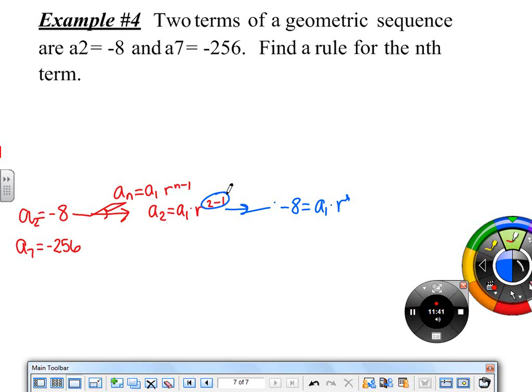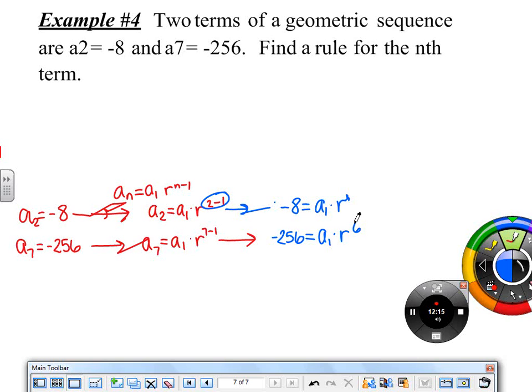here. Okay? So then I can do the same thing for my 7th term, because the bummer is that equation is not solvable. It has an A and an R in it. So I'll see if my 7th term can help me out. So I have that the 7th term would be equal to the first term times r to the 7 minus 1 power. Then, if I plug in what I know, that the 7th term is negative 256, I don't know A1. I don't know R. And 7 minus 1 gives me the 6th power of R.